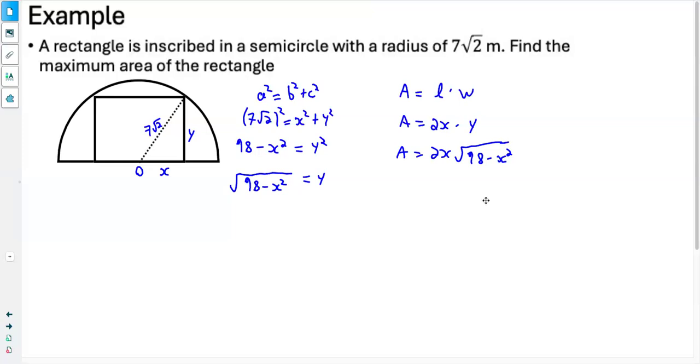So next, to find our critical point, we'll take the derivative of both sides. So A prime is equal to the derivative of this first part, which would just be 2 times the square root of 98 minus x squared, plus our first function of 2x times the derivative of this, which would be 1 over 2 root 98 minus x squared, and then utilizing the chain rule, multiplying by 2x. And not only 2x, but we've got a minus in front, so we need to multiply by negative 2x.